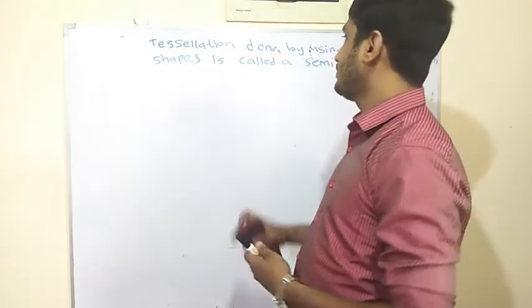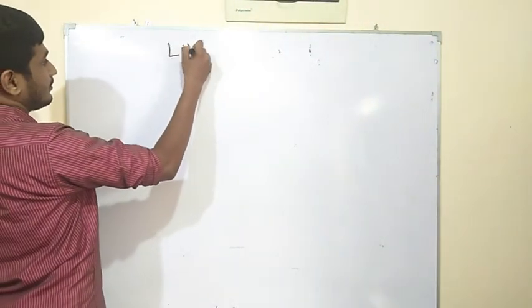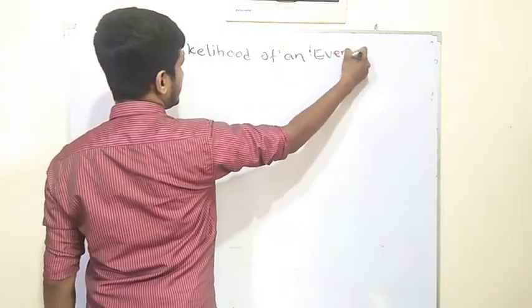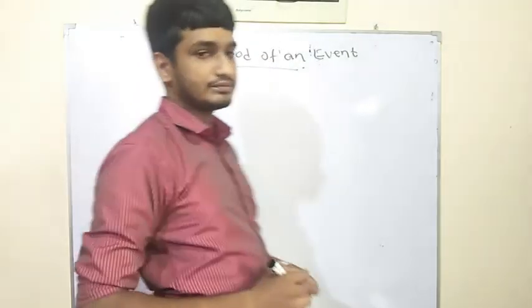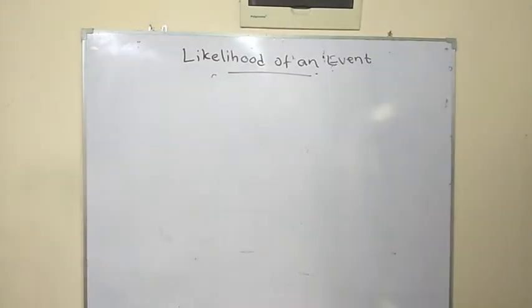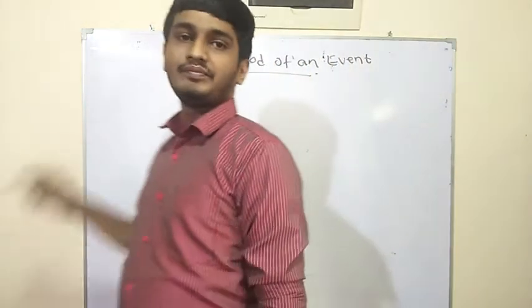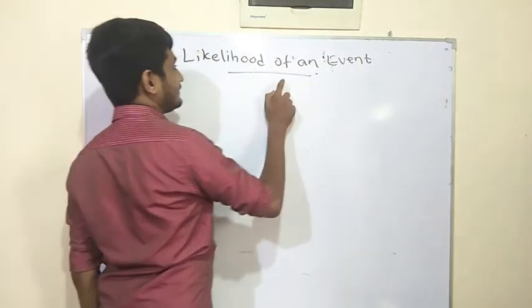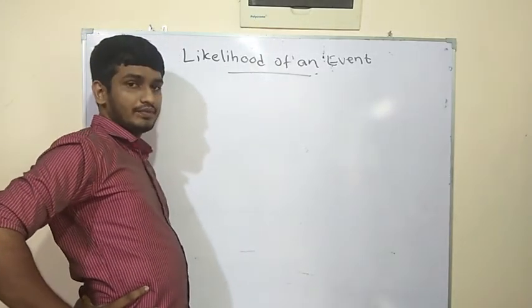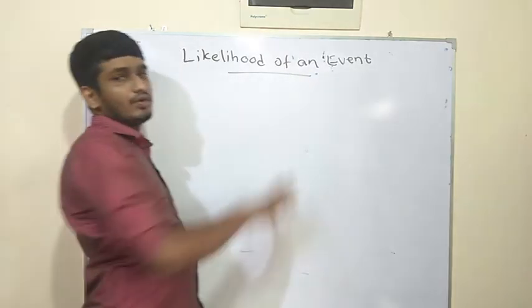Now write the topic: likelihood of an event. The topic: likelihood of an event. Now write the topic and close your theory book.